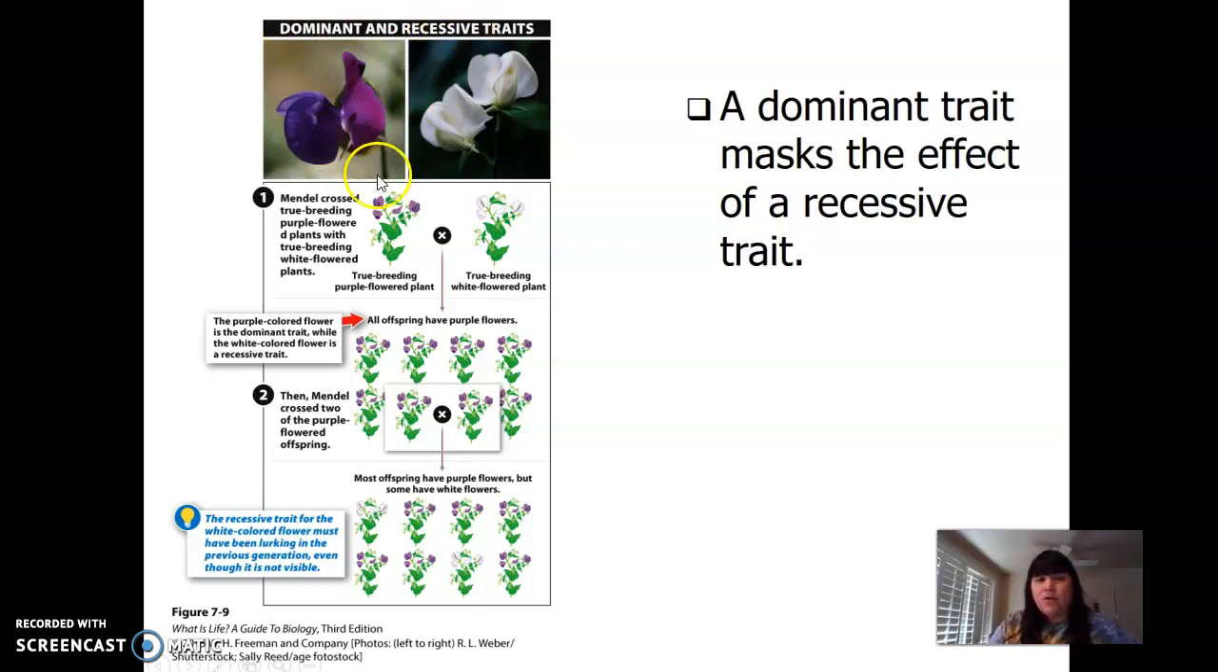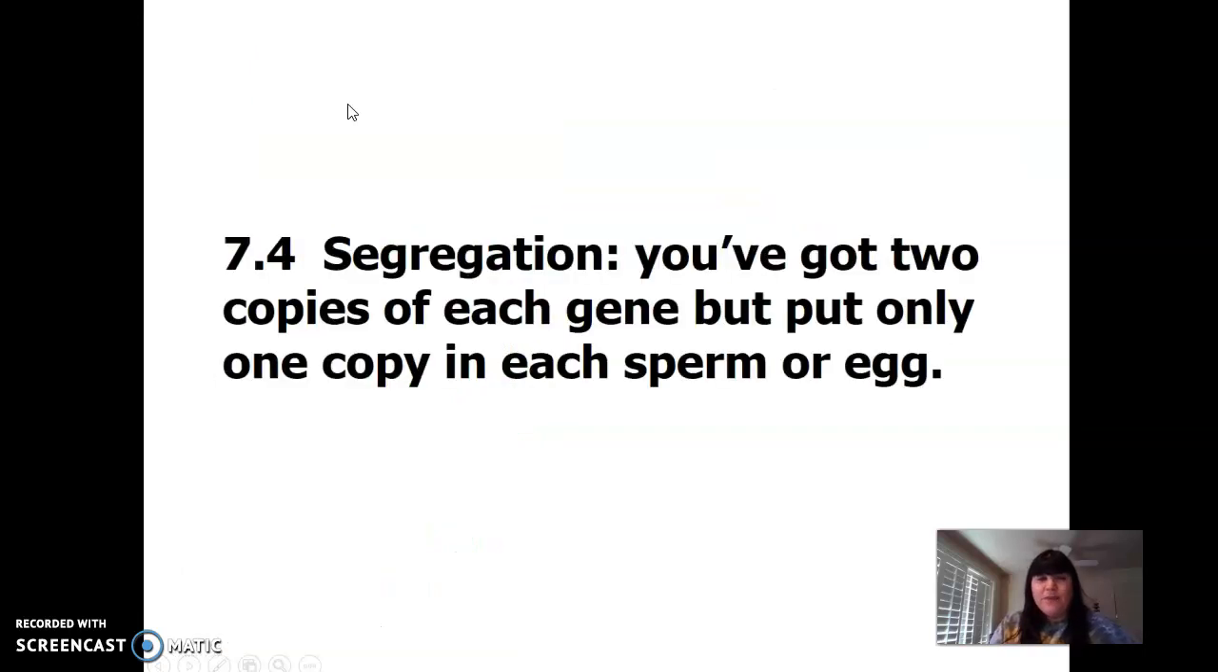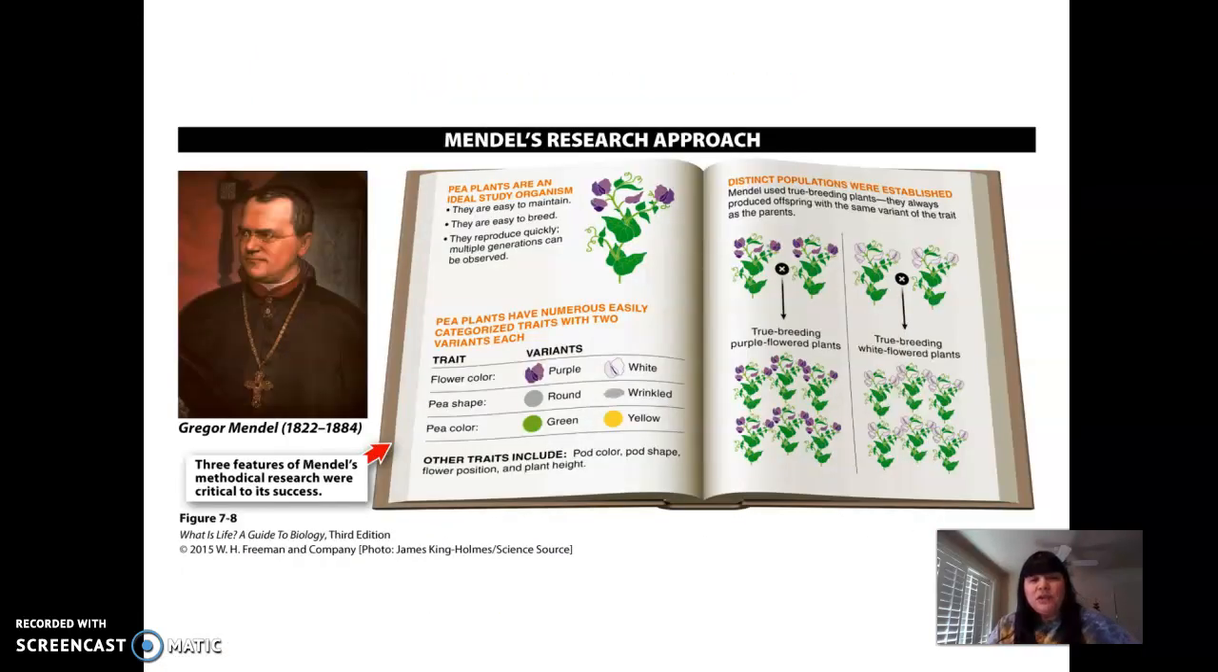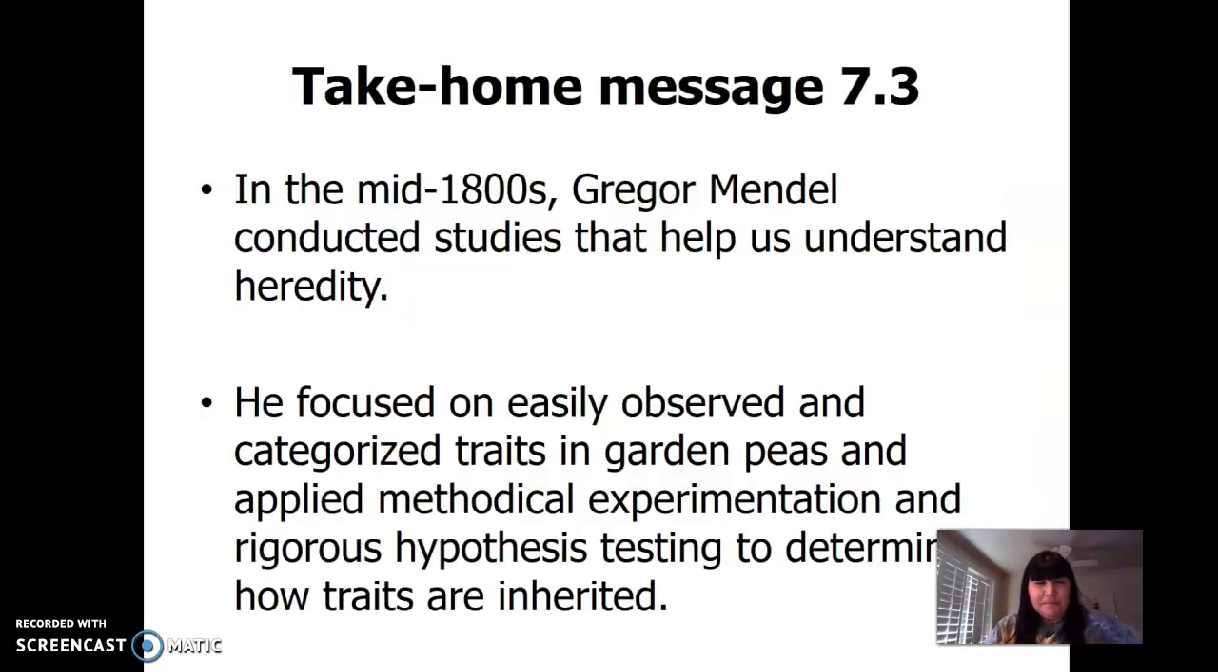So the dominant is what shows, and the recessive is what shows if the dominant gene is not there. So he looked at pea plants and he thought of these ideas of both parents donating information, and that there could be dominant and recessive characteristics. And not only did he think about it, he did science. He did experiments over and over and showed that you can predict what the baby's going to be like. So this idea of probability.